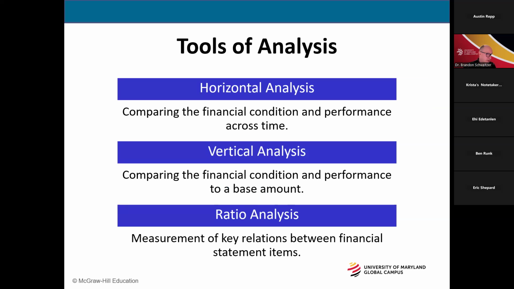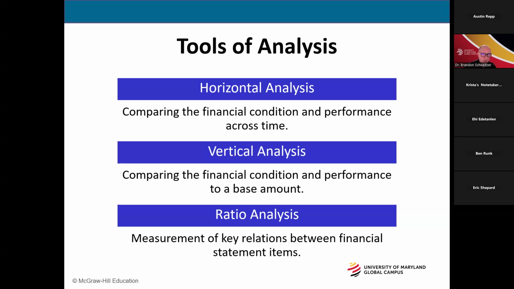We use analytical tools like the horizontal analysis, vertical analysis, and ratio analysis. In horizontal analysis, we look at the financial condition and performance of a company across time, as we're comparing 2024's results to 2023's results to 2022's results. That's what we call horizontal analysis. We look at each line item on our income statement and balance sheet, and we compare that from year to year. That is what we call a horizontal analysis. It's on the horizon line.